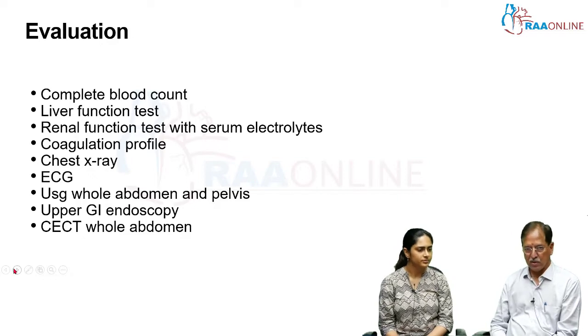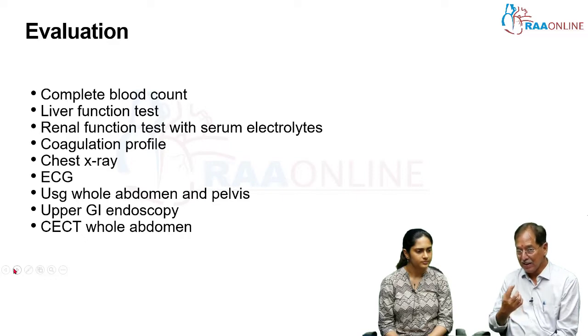Then renal function test with serum electrolytes, sir. Especially if the patient vomits, you have to do it. And of course, the patient is also having less intake of food and loss of appetite. In that case also, serum electrolytes can be deranged. Okay, coagulation profile. What do you mean by that? Why do you want to do that? The coagulation profile includes PT, PTT and INR, sir.